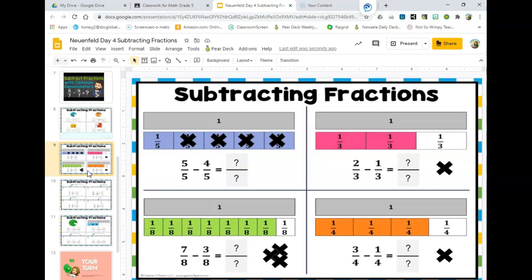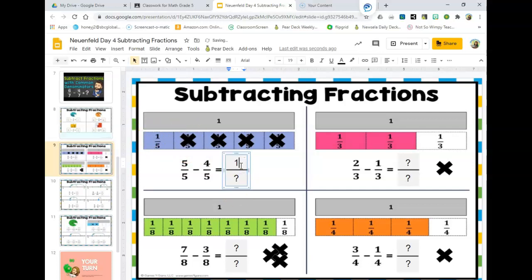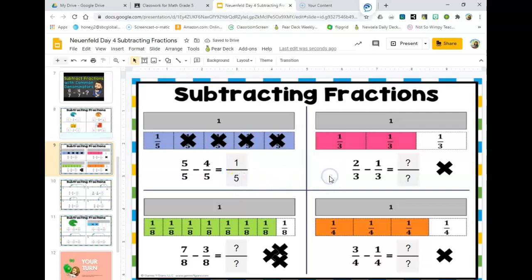Take a moment, please. Pause this video and solve the first one. All right, now that you've had a turn, let's work together. 5/5 take away 4/5 equals what? If I had 5/5 and I took away 1, 2, 3, 4 of them, how many do I have left? I have 1 left, that's right, so 1/5.